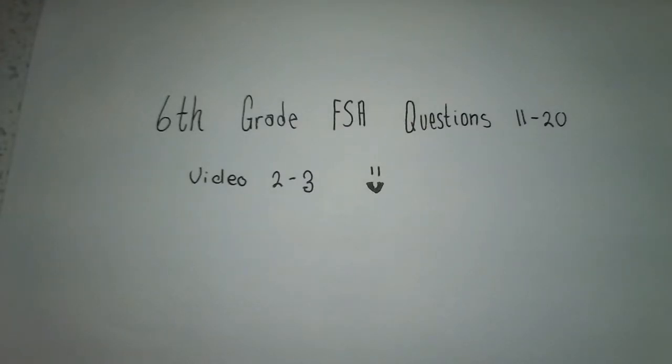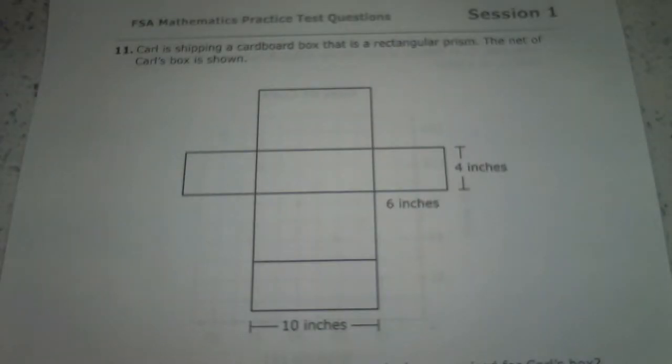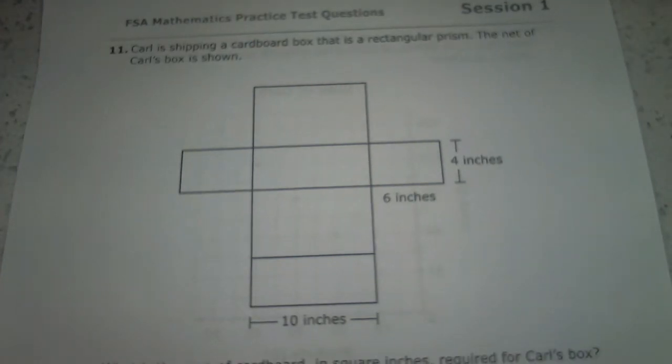Today we're doing sixth grade FSA questions 11 through 20, video 2 of 3, smiley face. Carl is shipping a cardboard box that is a rectangular prism. The net of Carl's box is shown. What is the area of the cardboard in square inches required for Carl's box?